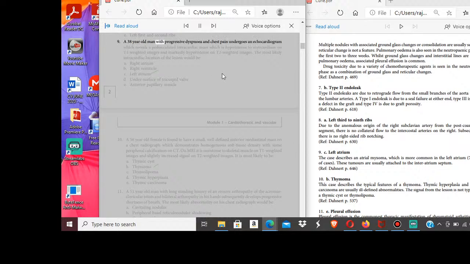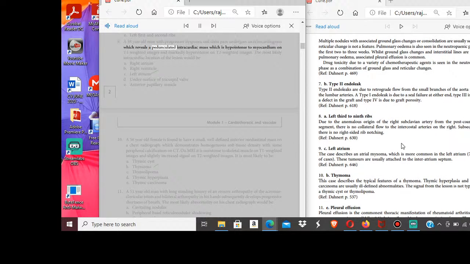9. A 38-year-old man with progressive dyspnea and chest pain undergoes an echocardiogram which reveals a pedunculated intracardiac mass which is hypointense to myocardium on T1-weighted images, and markedly hyperintense on T2-weighted images. The most likely intracardiac location of the lesion would be: A. Right atrium, B. Right ventricle, C. Left atrium, D.